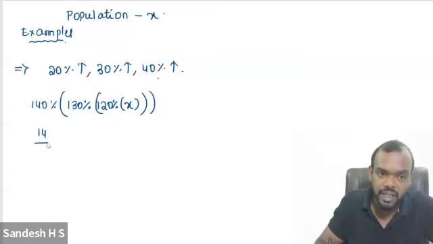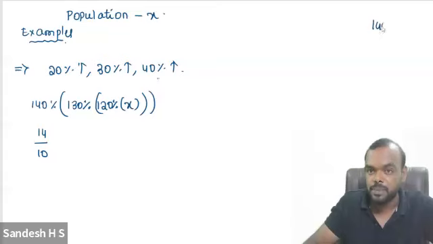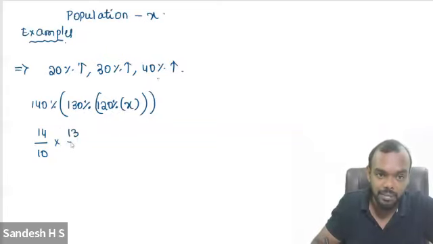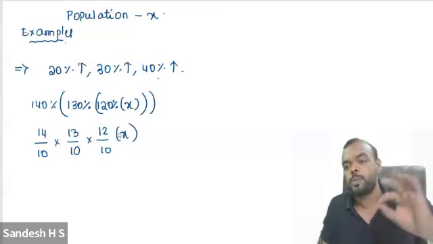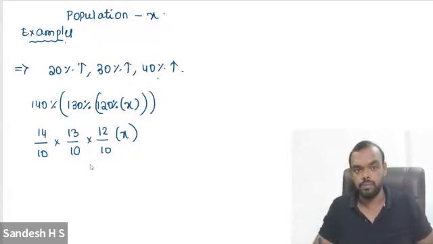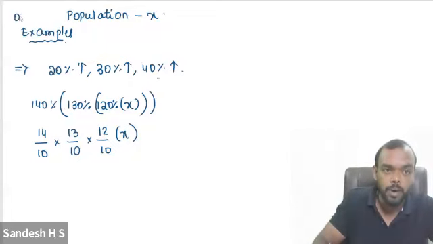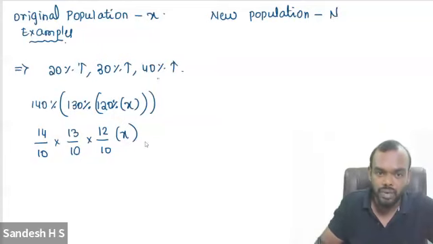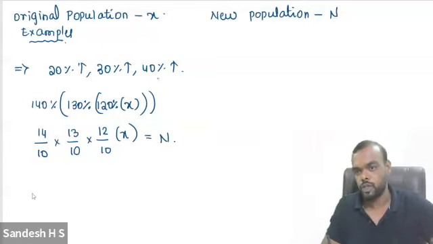140% means 14 by 10. Why? 140% means 140 by 100, 0 cancel, 14 by 10. That's what you must be able to write directly. Next is 13 by 10. Next is 12 by 10 of X. X means population. This will be given in the question. Okay. So this is the original population. Let us call the new population N. So when I solve this, this should give me N.